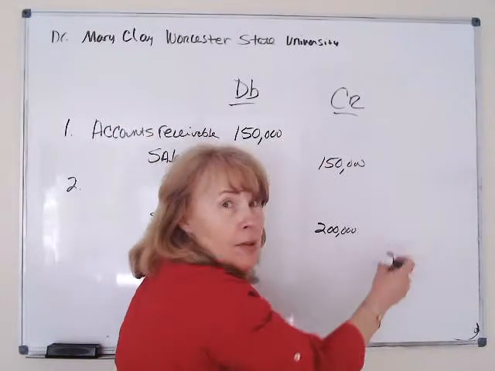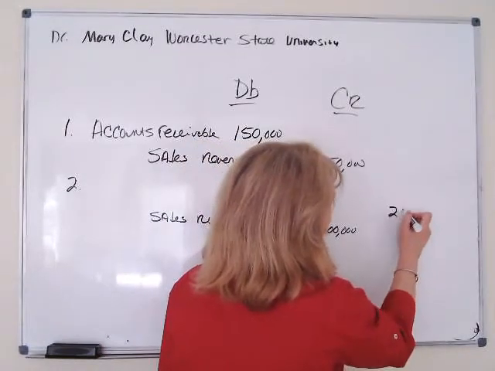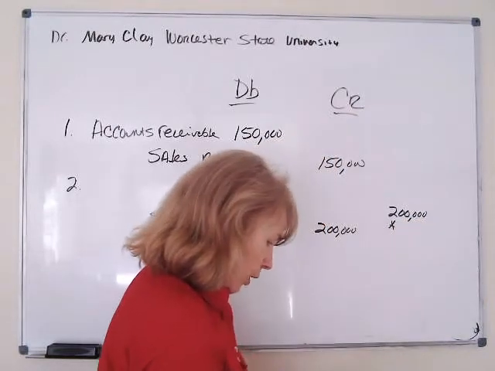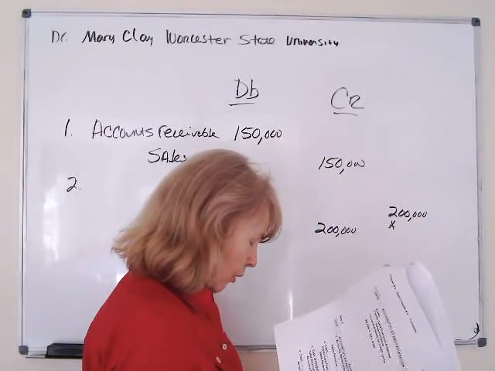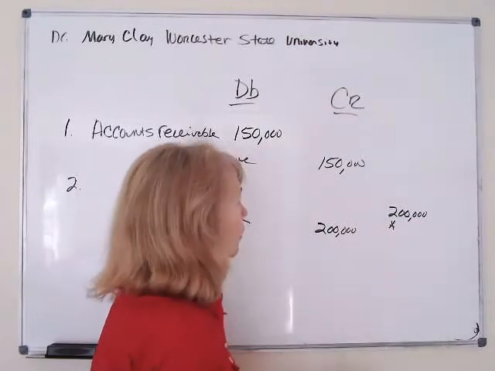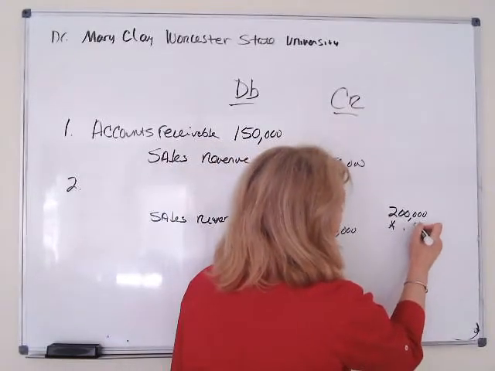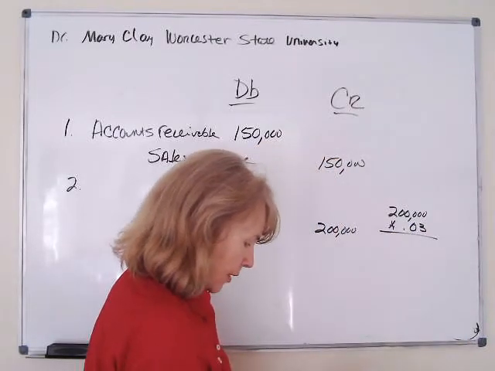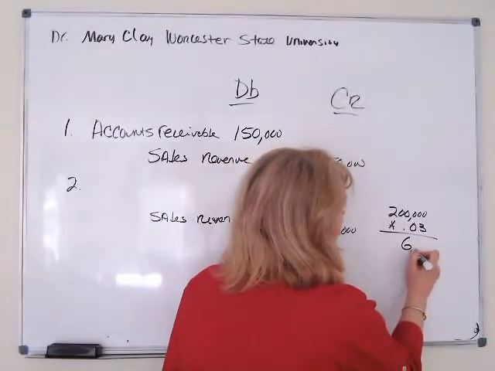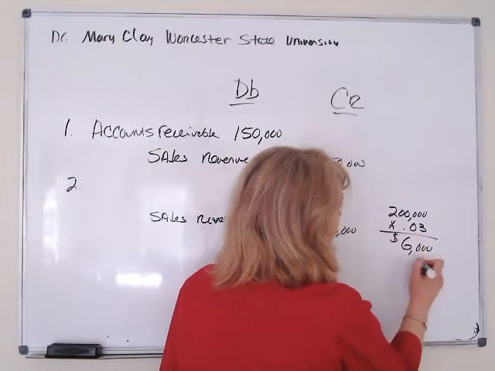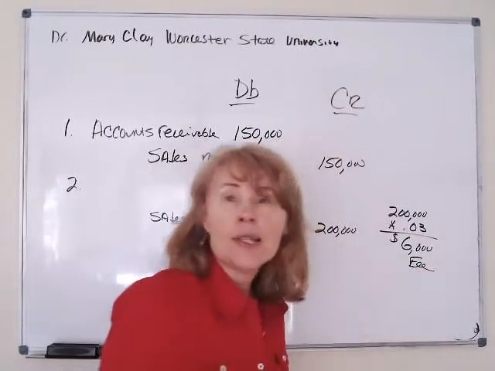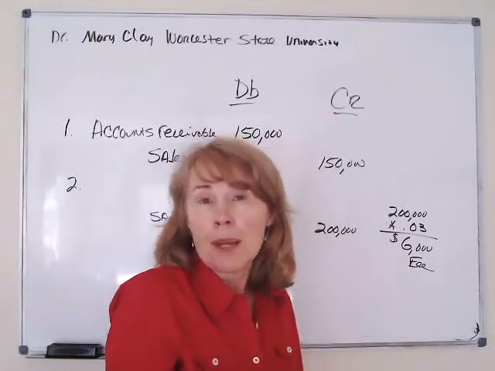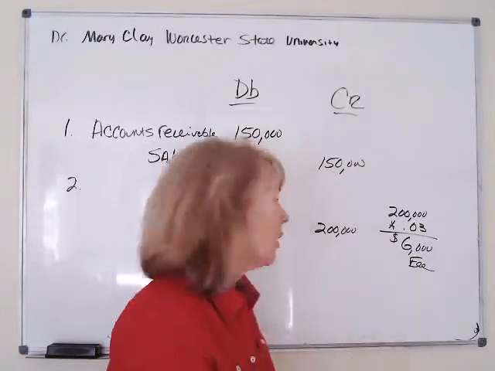The next thing, I'm going to figure out the credit card fee. I'm going to go over to the side, and take 200,000 and multiply it by the credit card fee. The credit card fee was 3%. I like decimals, so 0.03. 200,000 times 0.03 gives me $6,000. So my fee for using this credit card is $6,000. The company has to pay the fee, so the company pays the credit card company.